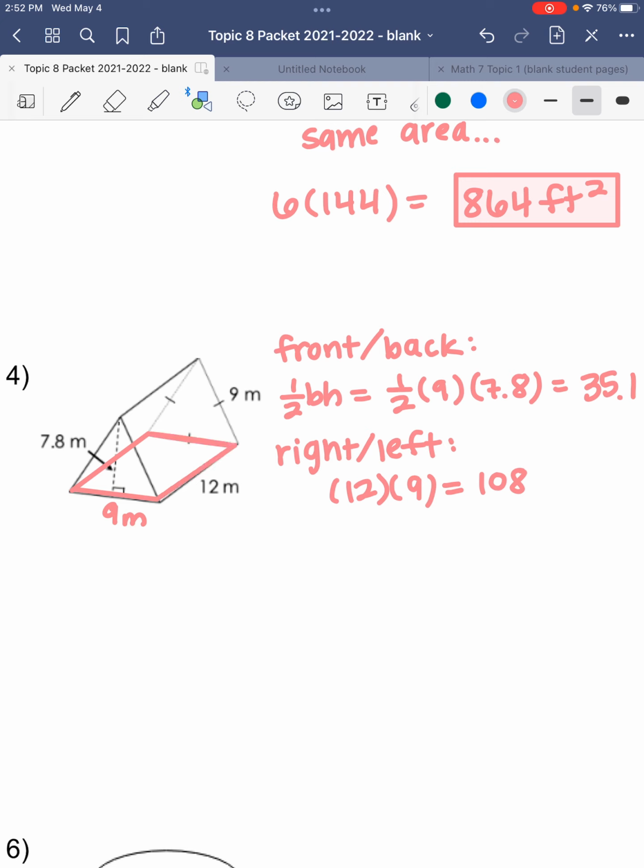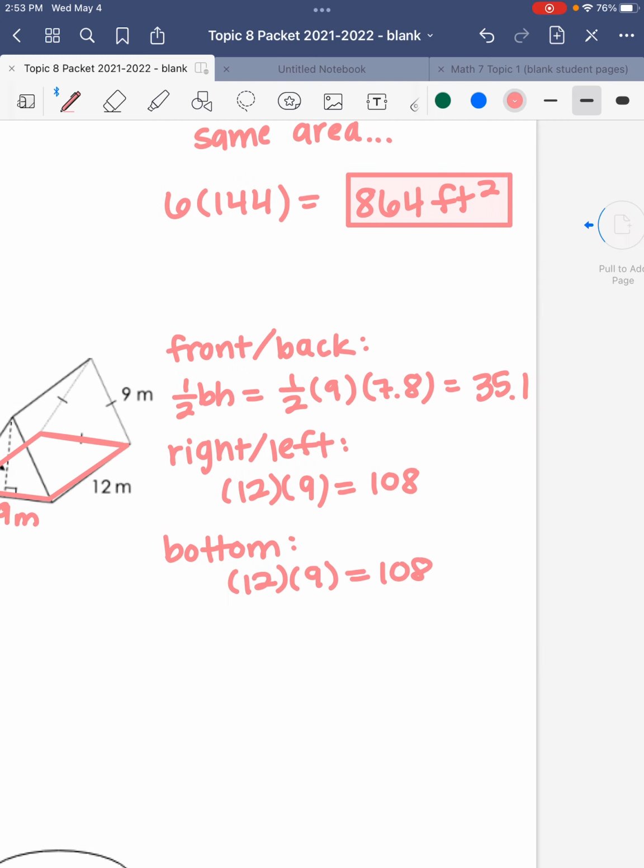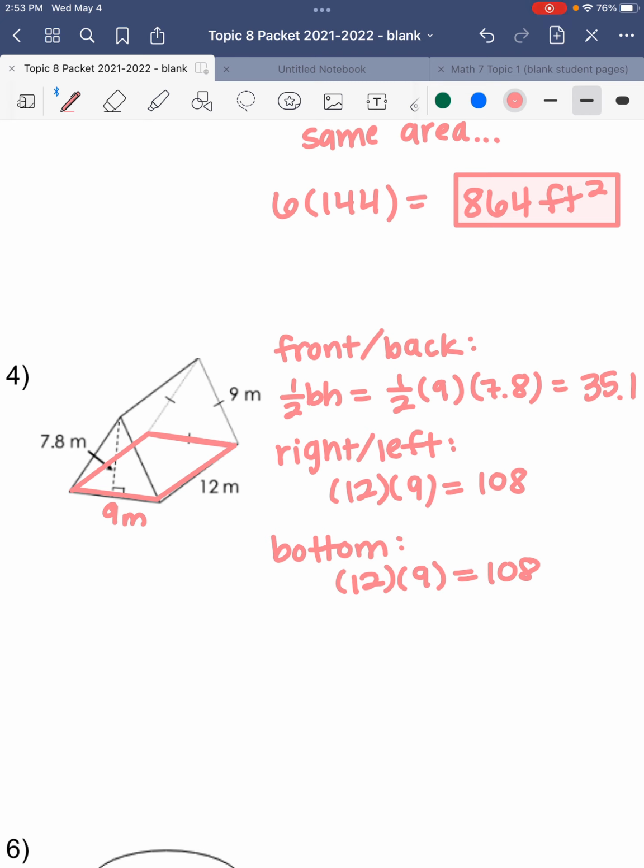That rectangle right there, right? Well, what I noticed about that rectangle is it's still 12 by 9. Same thing. So the bottom is also 12 times 9, which is 108. So to find the surface area, I'm going to add up the area of all 5 sides.